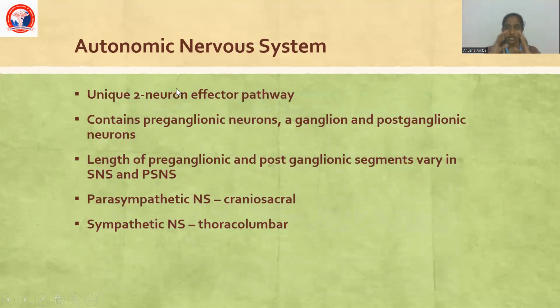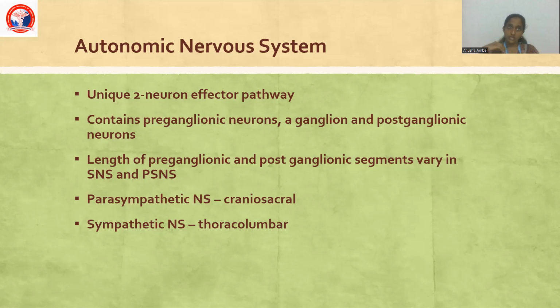Now we are coming into the topic proper. We will deal only with the autonomic nervous system hereafter. It's a compilation of everything. It's a two neuron pathway. There is a preganglionic neuron, there is a ganglia, there is a postganglionic neuron. And the length varies between sympathetic and parasympathetic.